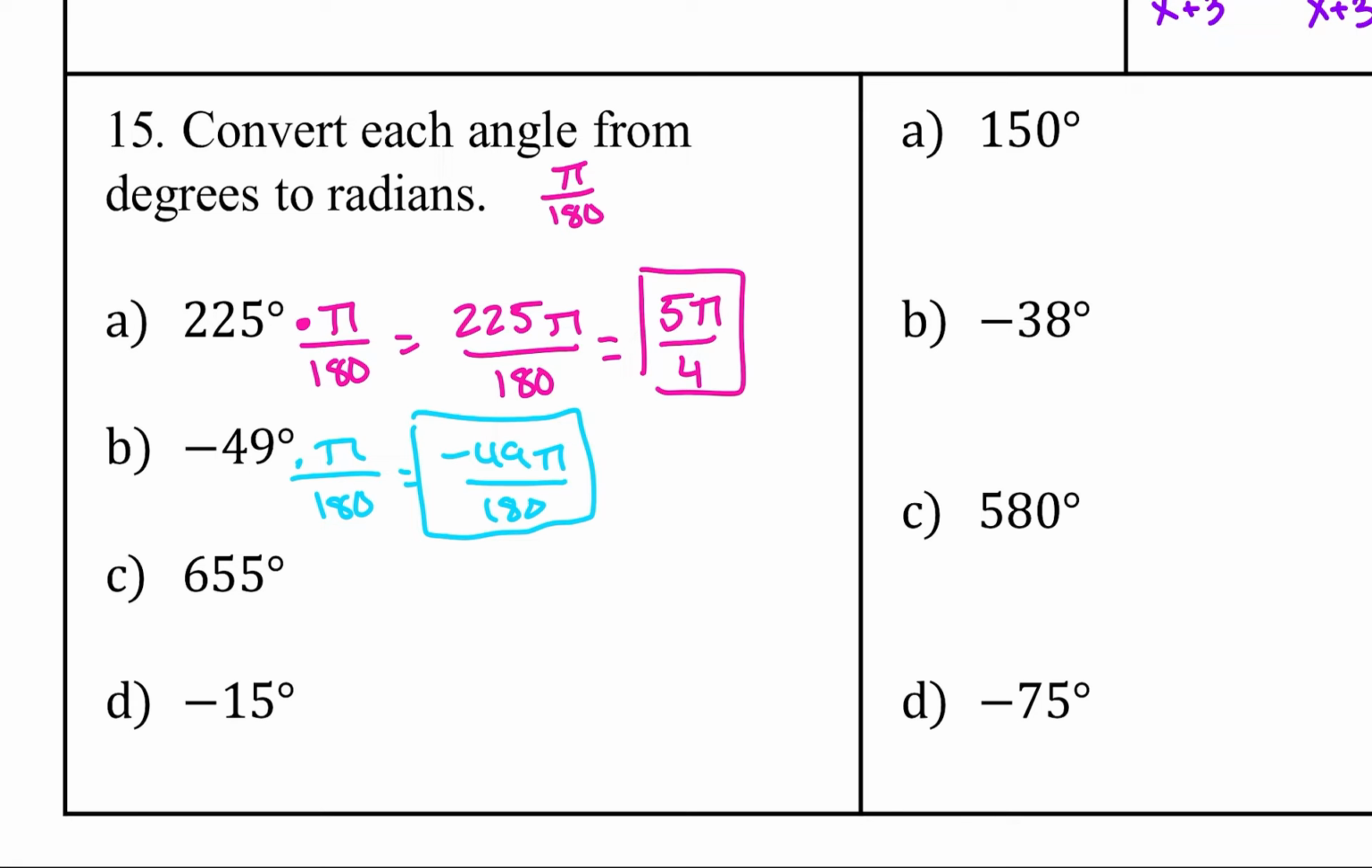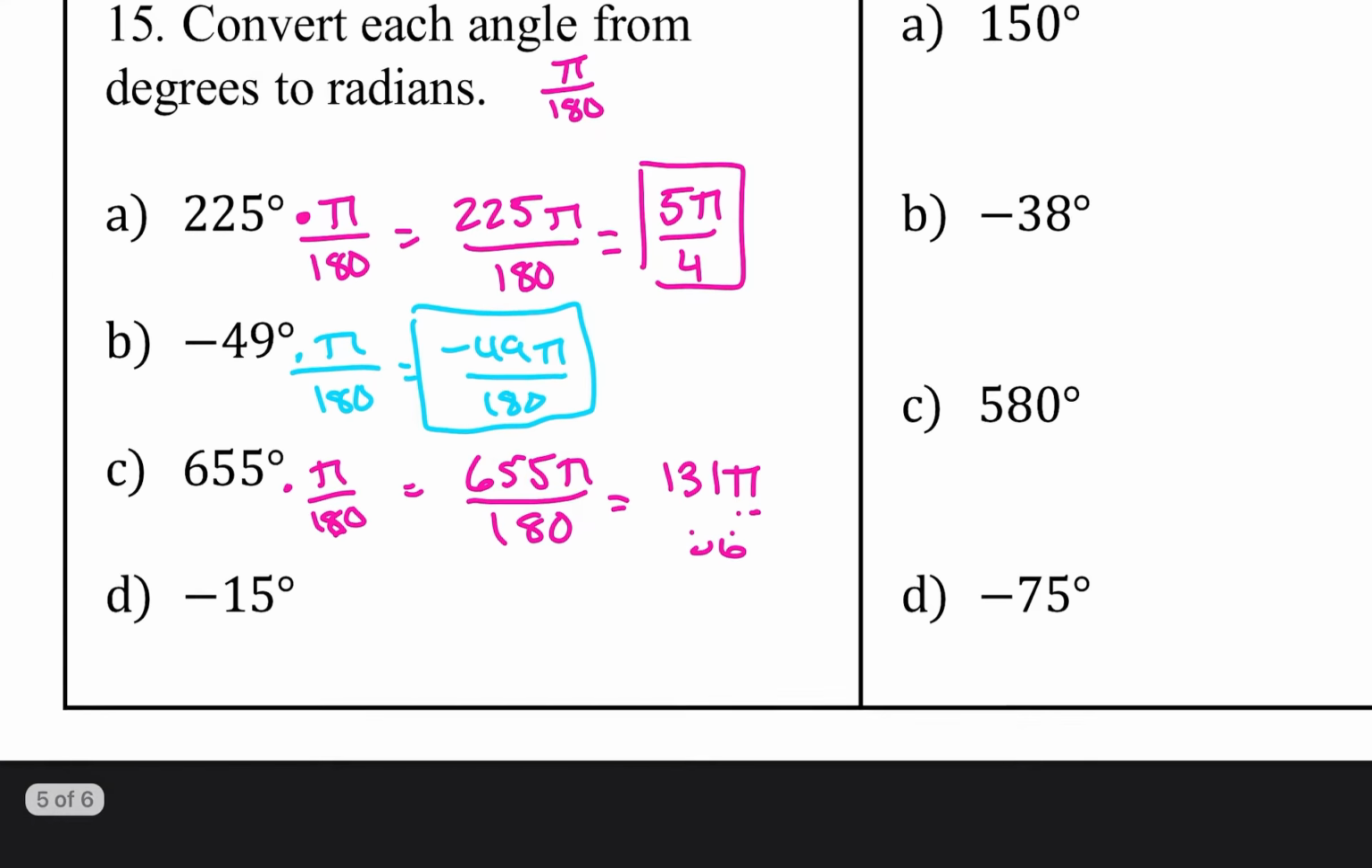And taking a look at this next one, I got 655 on top. So 655 times pi over 180. I end up with 655 pi over 180. That first step's always nice and simple. 655 divided by 180 on my calculator gives me the decimal 3.638. And we'll go math, fraction, enter. And I get 131 pi over 36.